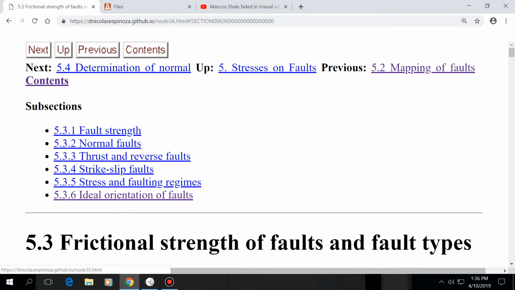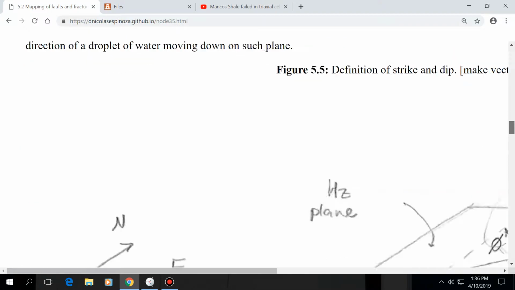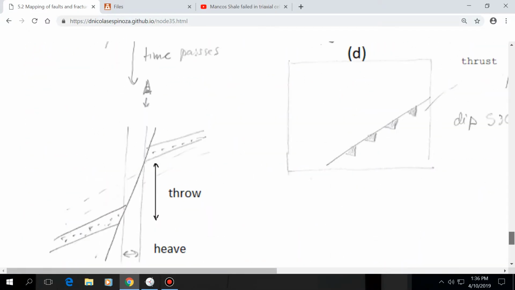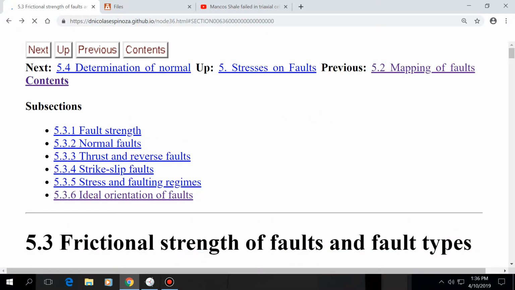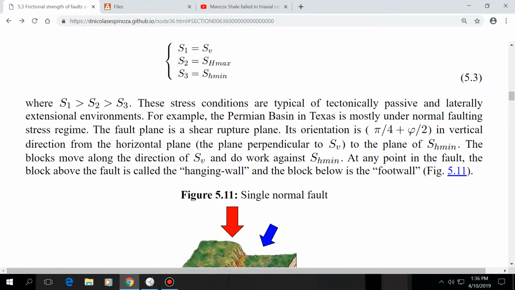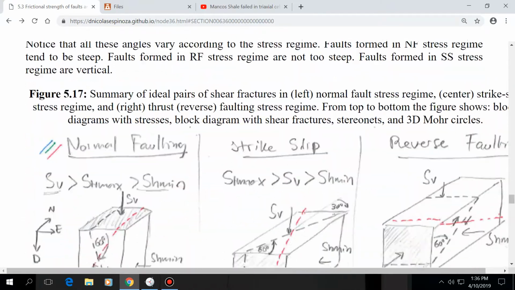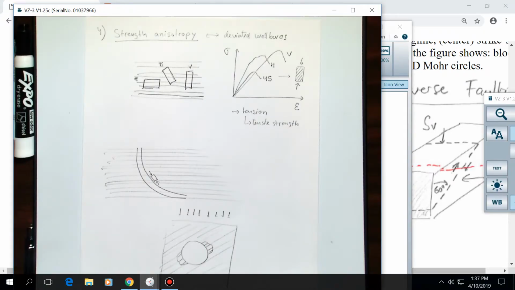I think it's in the previous one. Wait a minute. It seems I don't have it in there, but I have it here.